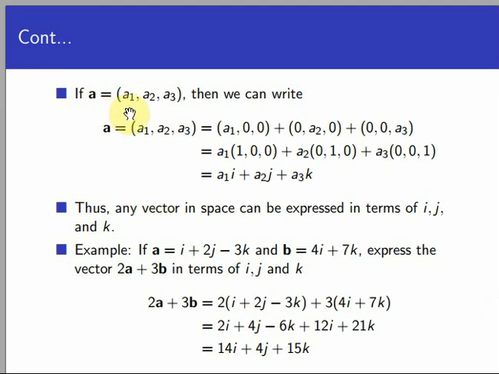Okay, if a = (a1, a2, a3), then we write a = (a1, a2, a3). Then this is equal to what? (a1, 0, 0) plus (0, a2, 0) plus (0, 0, a3).